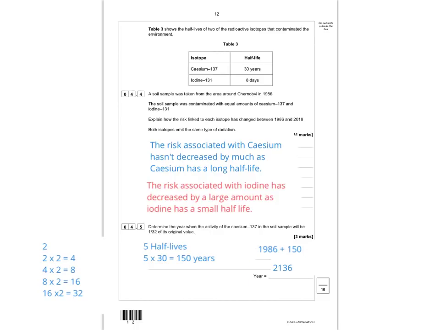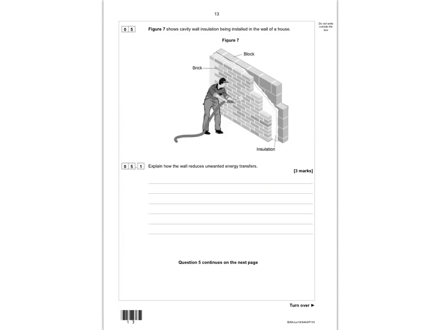Please add up the marks for the question and give yourself a mark out of 10. Next question is question 5.